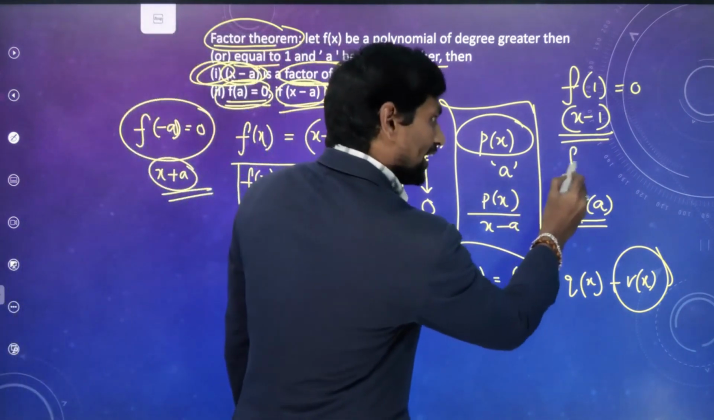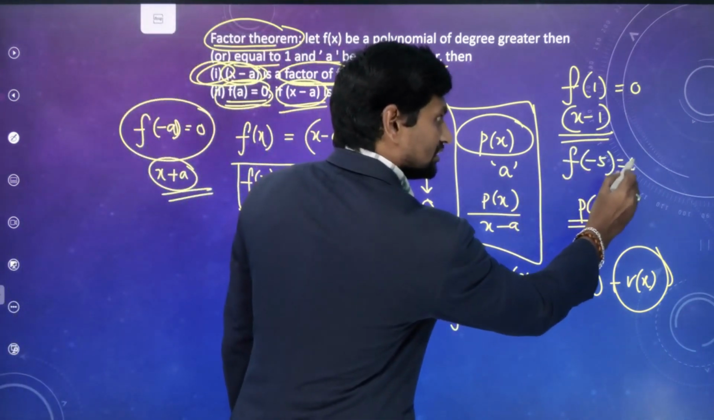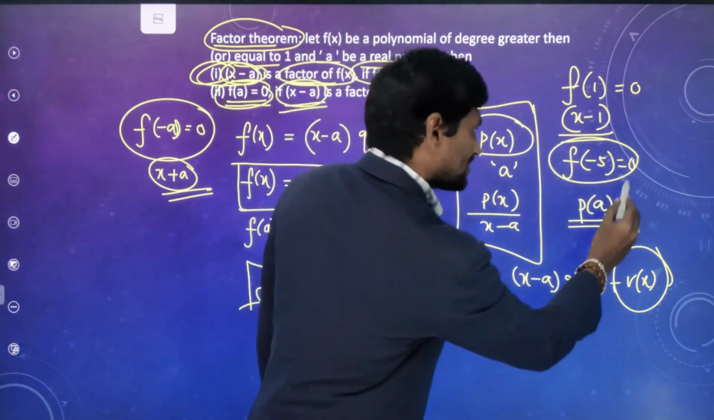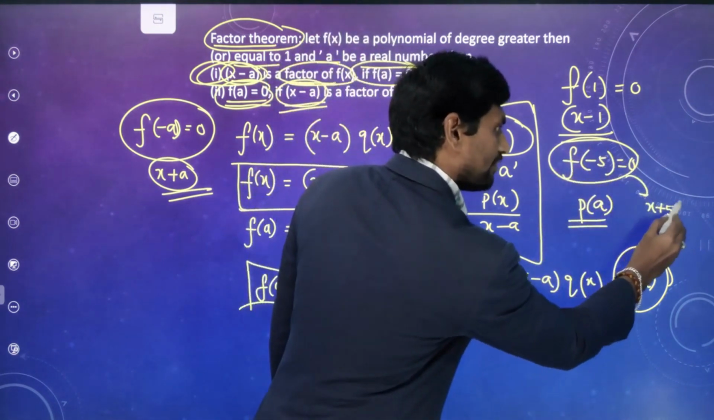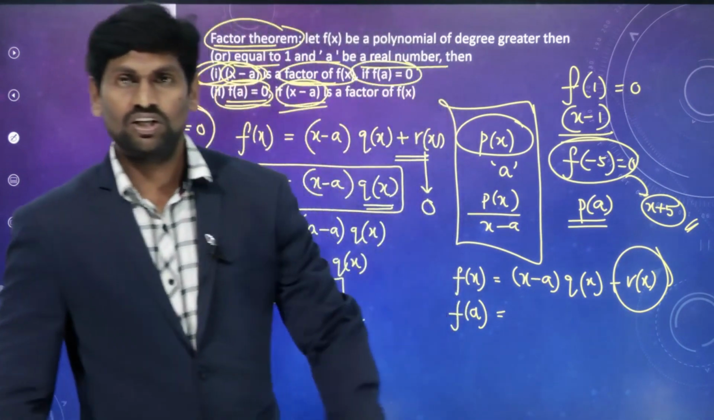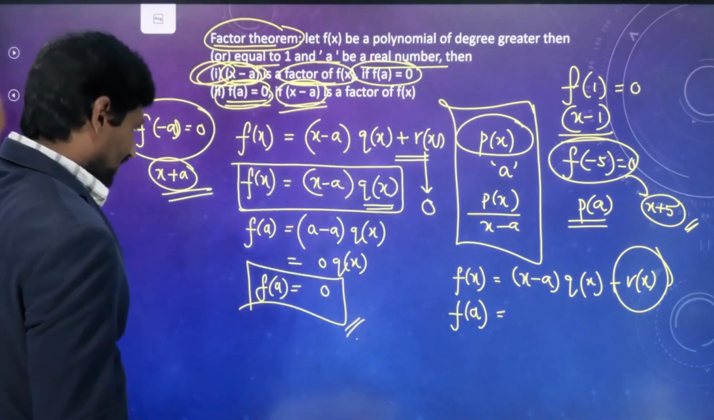If f of minus 5 is 0 here, in this case x plus 5 will be the factor. Got it now? Right. So this is about the factor theorem.